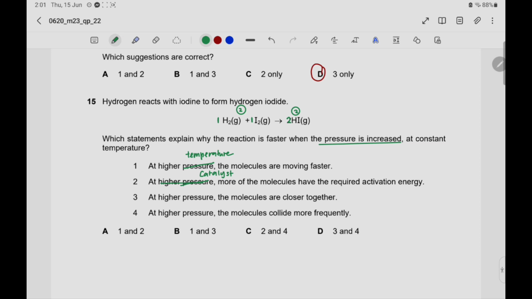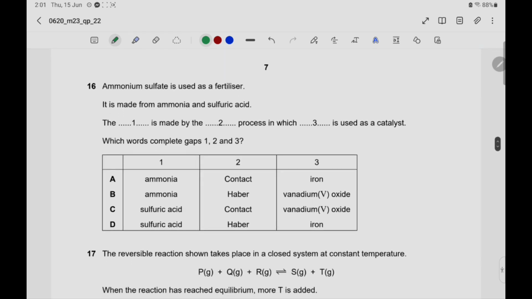Okay, so at higher pressure, molecules are closer together. Yes, because they are closely packed, right? When you're very stressed, they are all closely packed. Higher pressure, they collide more frequently. Yes, because you are closer together, you collide more and more frequently. Let's see the next question.